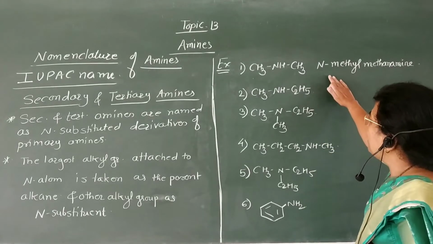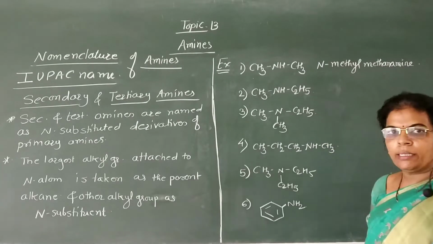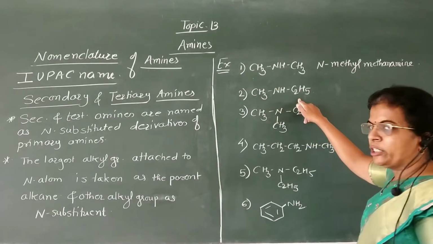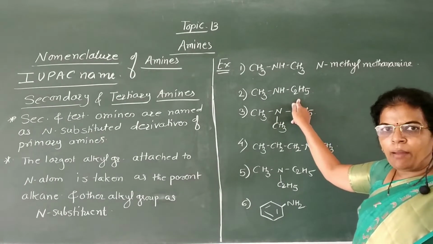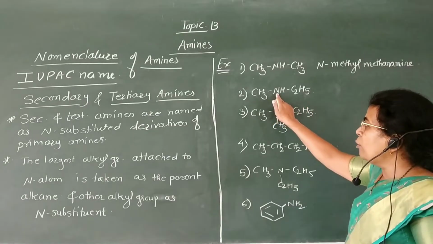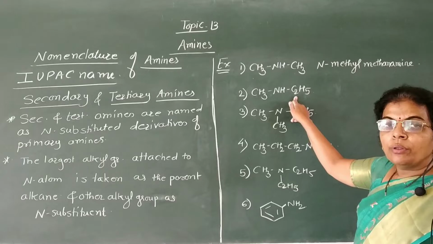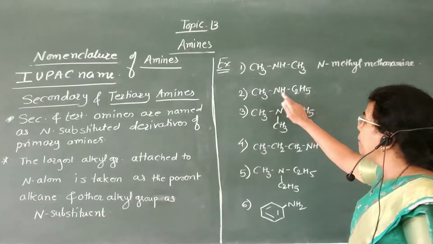That is, it becomes N-methyl methanamine. Now second example, CH3NHC2H5. Now it is a secondary amine and the nitrogen atom is bonded to 2 different alkyl groups. Therefore it is a mixed amine.